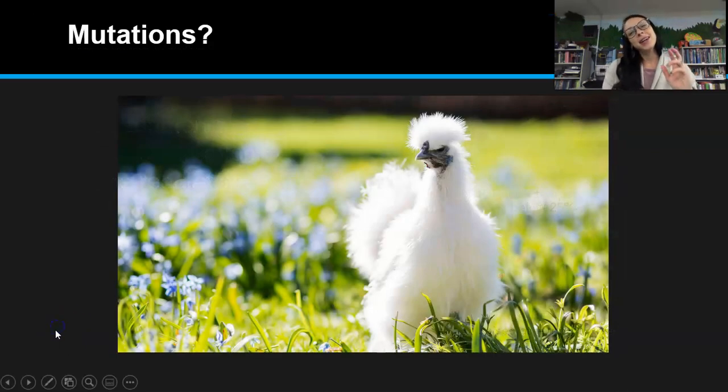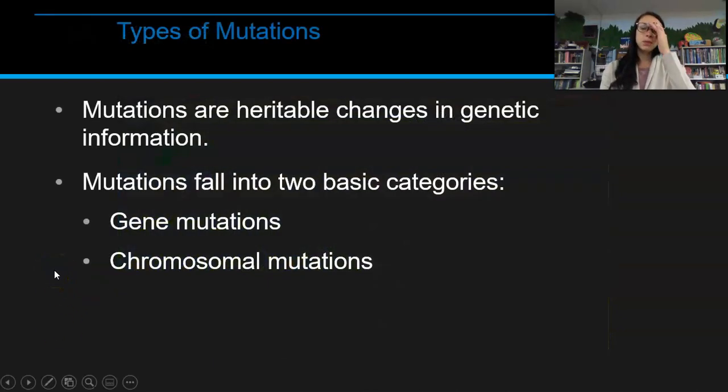But what are some of the other things that impact the regulation and expression of genes? What about mutations? Mutations also impact how genes are expressed. There are a couple of different mutations that we'll talk about. Mutations are heritable changes in genetic information, which means if you have a mutation in your body, you could potentially pass that mutation on to your offspring. Mutations fall into two basic categories: gene mutations and chromosomal mutations. We'll talk about the difference between them in just a minute.